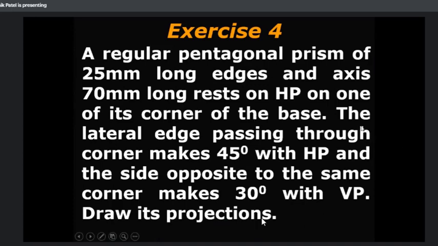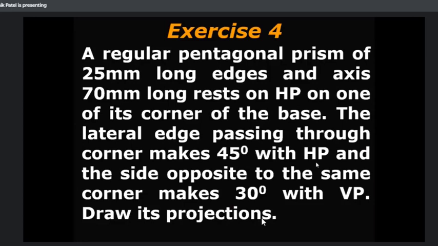Then the lateral edge passing through that corner makes 45 degrees with HP. What is the meaning of the lateral edge passing through that corner? The corner you will see below the XY line, but the lateral edge you will see above the XY line. So that edge you will incline to the HP plane by 45 degrees. And the side opposite to the same corner makes 30 degrees with the vertical plane. Where it is the resting corner, the opposite side of the corner is inclined to the vertical plane at 30 degrees.